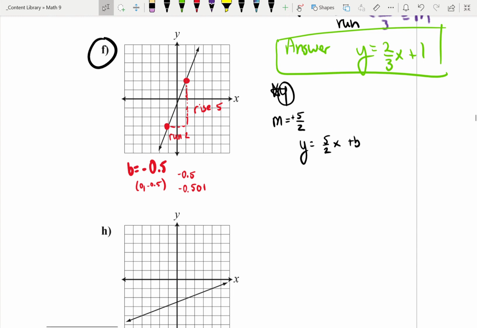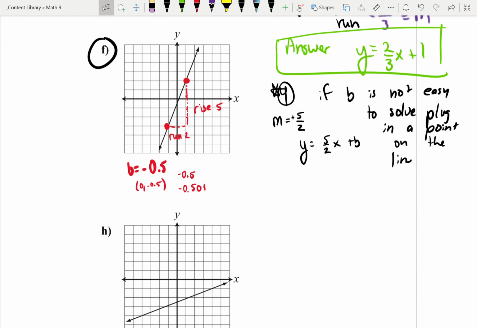So step number 4 is, if b is not easy to solve, plug in a point on the line and solve.